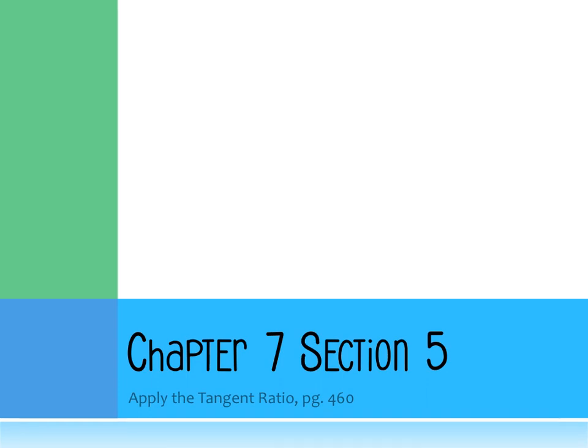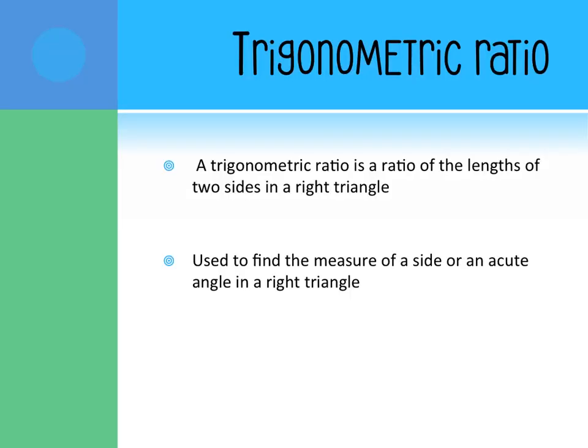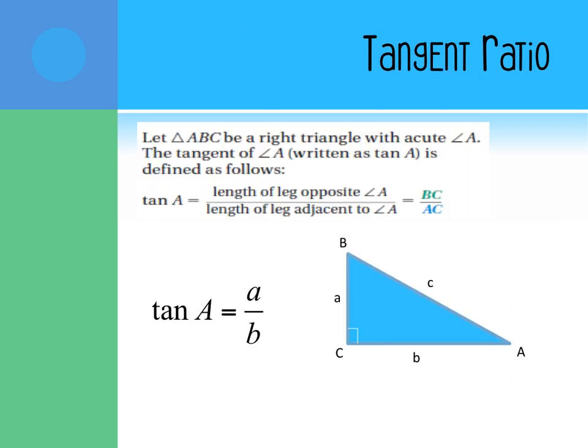This video is going to finish off the notes for Chapter 7, Section 5. So we're on Part 2. A quick refresher of what we talked about yesterday. What a trig ratio was, which is just the ratio of side lengths of two sides in a right triangle. Then we specifically focused on the tangent.